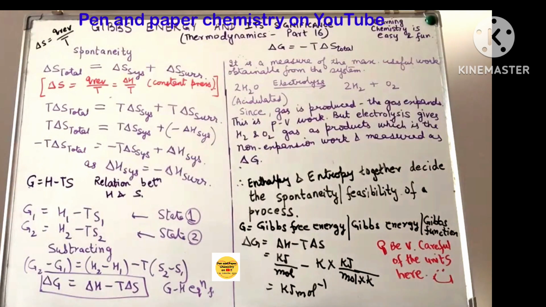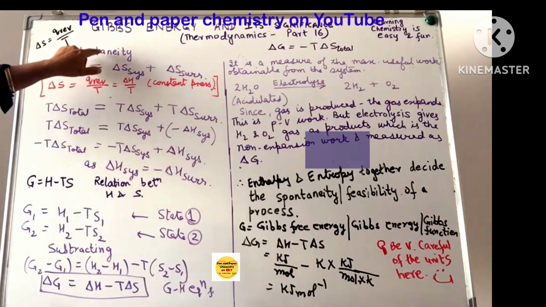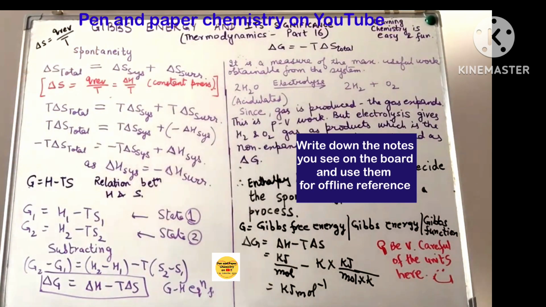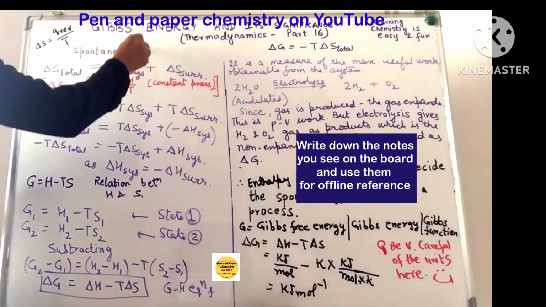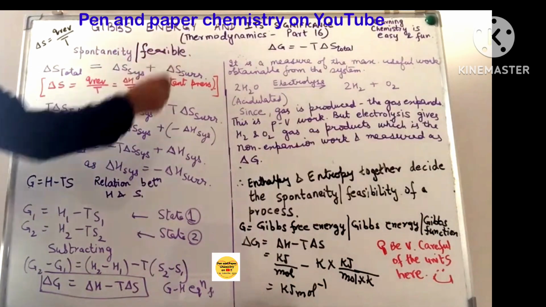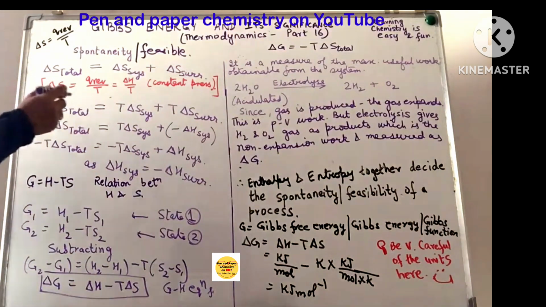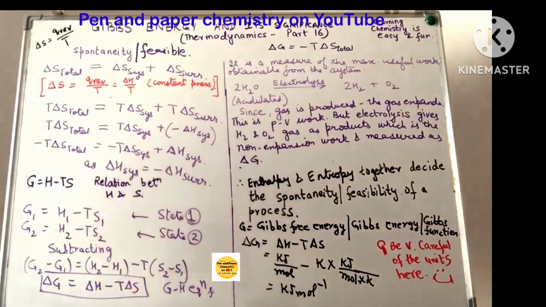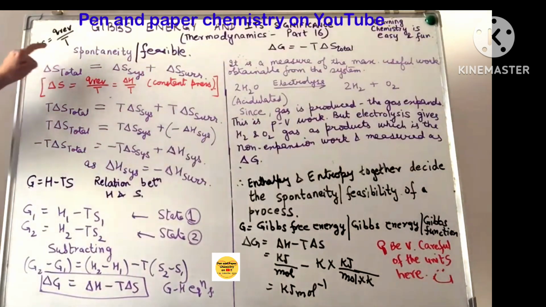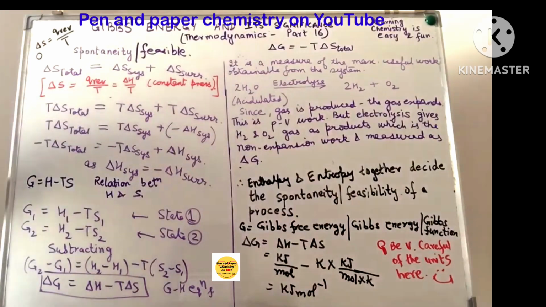And we also gave three conditions where we said that the total entropy has to increase for a process to be spontaneous or to be feasible. That means for a process to take place on its own or by initiation, we need the delta S total to be greater than 0. If it is less than 0, the process will proceed in the reverse direction. And if it is equal to 0, then the process is in equilibrium.